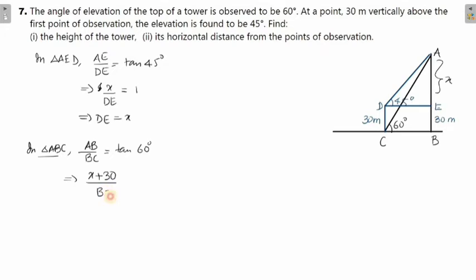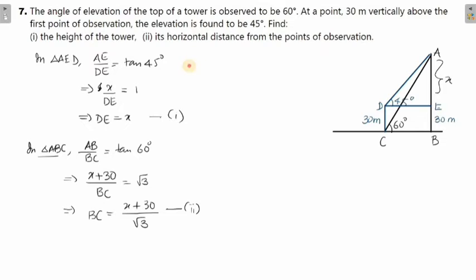BC, and this is root 3, right? This is exactly root 3. Okay, so from here what will be BC? So BC turns out to be x plus 30 by this root 3, root 3 goes to the denominator. So call this as equation number 1 and call this as equation number 2.